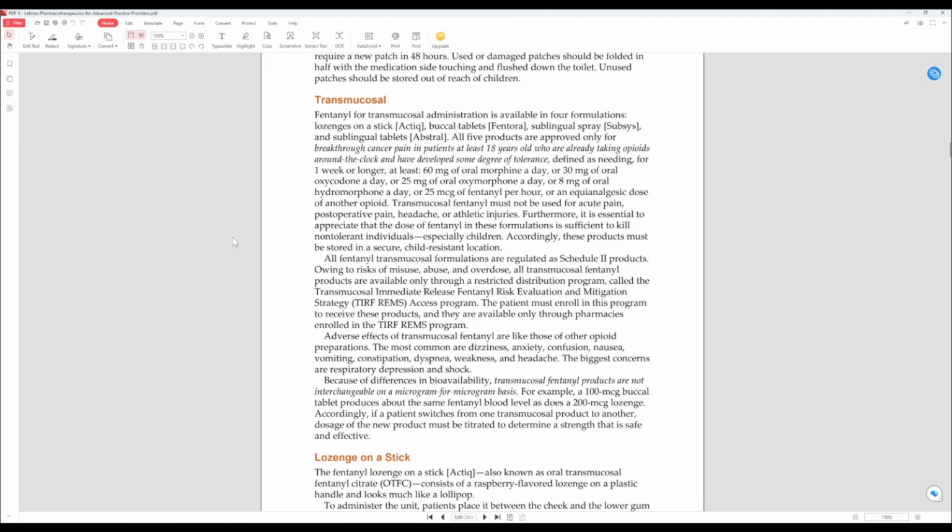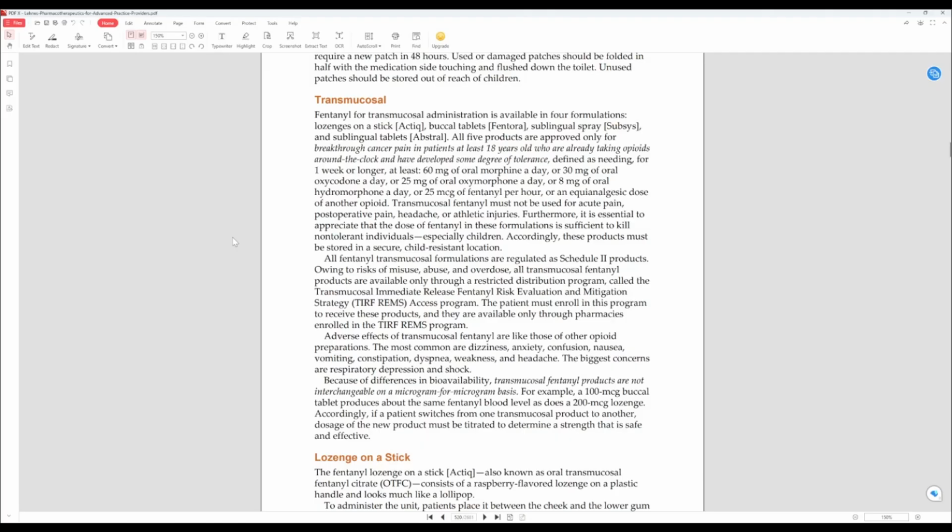Furthermore, it's essential to appreciate that the dose of fentanyl in these formulations is sufficient to kill non-tolerant individuals, especially the young and children. Accordingly, these products must be stored in a secure child-resistant location. All fentanyl transmucosal formulations are regulated as Schedule II products. Owing to risks of misuse, abuse, and overdose, all transmucosal fentanyl products are available only through a restricted distribution program called the Transmucosal Immediate Release Fentanyl Risk Evaluation and Mitigation Strategy Access Program.